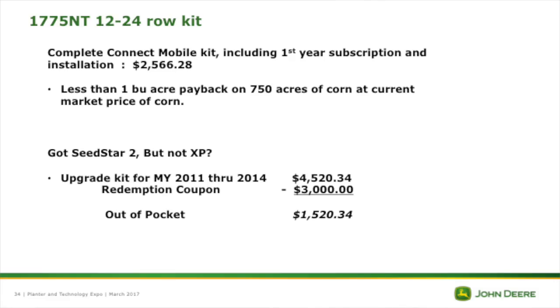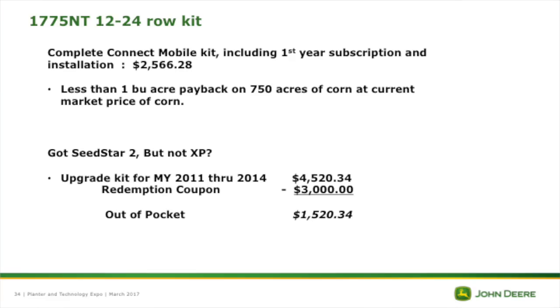You're going to listen to some other classes in here, and they're going to talk about some things like emergence, population, and spacing. And they're going to put a bushel per acre value to those factors. If I can map those things and correct the issues, you're going to find that that is less than half of what I can gain by proper population control. What if I don't have XP, I've got a 2011 model planter that's got SeedStar 2, and I like SeedStar 2, but I don't have XP. Well, what would it cost to upgrade? Well, if you bought a planter, you knew what it cost you as the option.